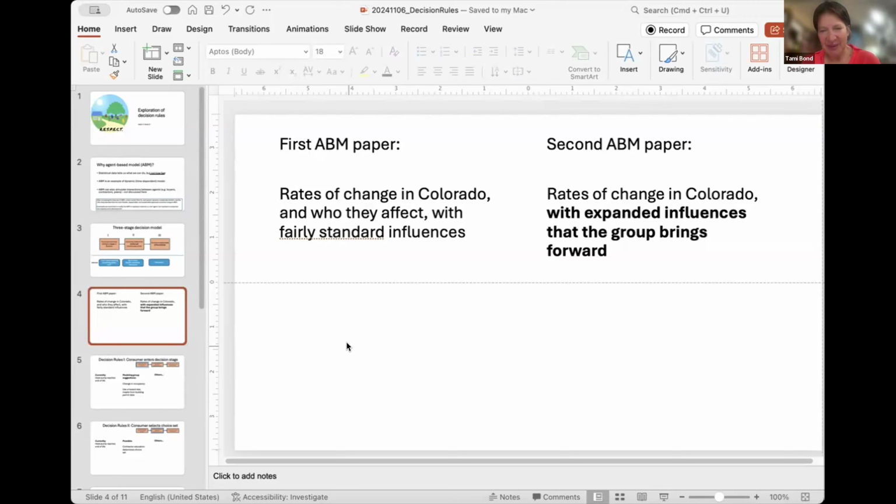to emphasize the development. In the second one, we will look at rates of change in Colorado with expanded influences that everybody brings forward. I'm hoping that the discussion today will feed into what we're thinking about setting up like the second refined product. So if you don't see what you're proposing in the first paper, don't say, hey, you ignored me. We're just doing it a step at a time.